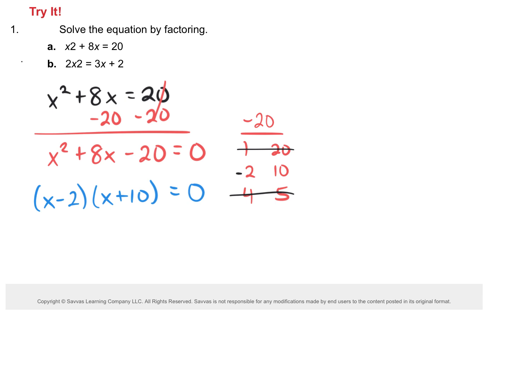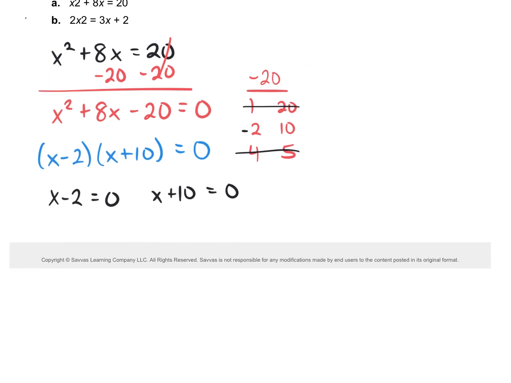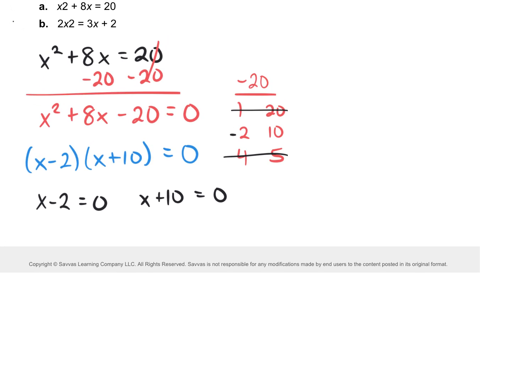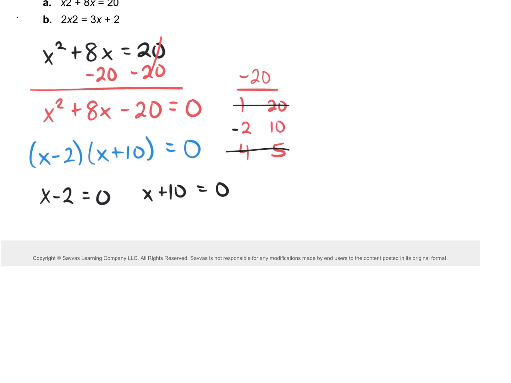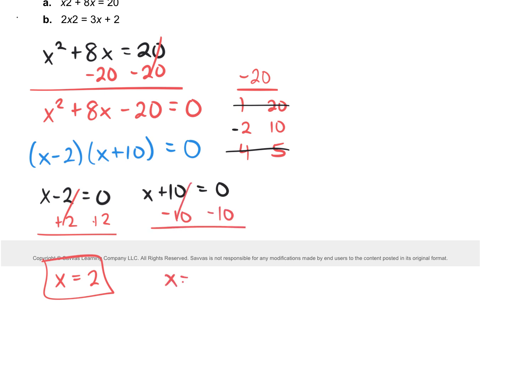What do I do from here? Set them both separately equal to 0, right? So if I have x minus 2 equal to 0 and I have x plus 10 equal to 0. What do I do with that left side? Add 2. So I have x equals 2. Good. And then subtract 10 on this side. So I have x equals negative 10. Good.